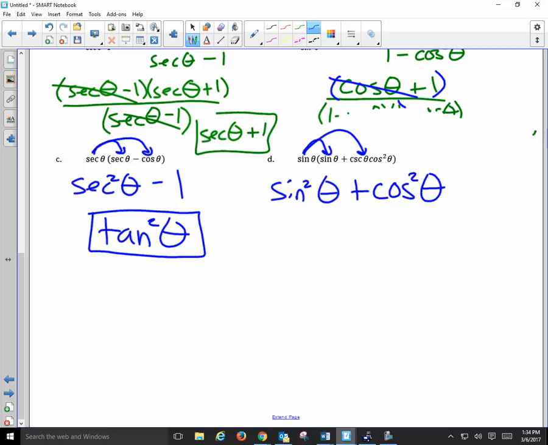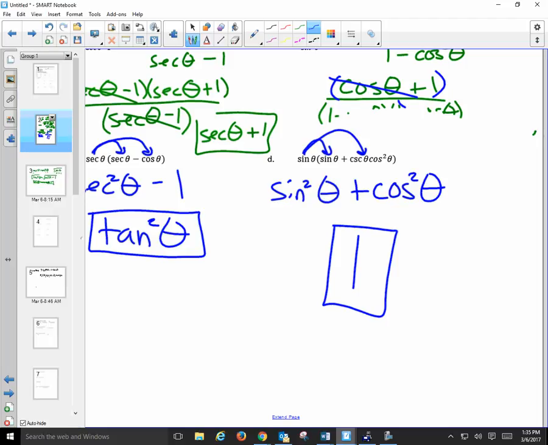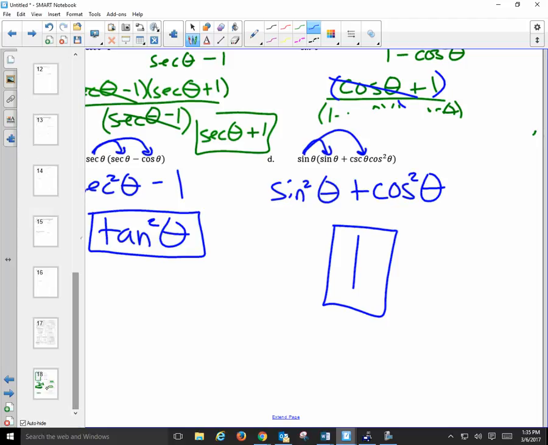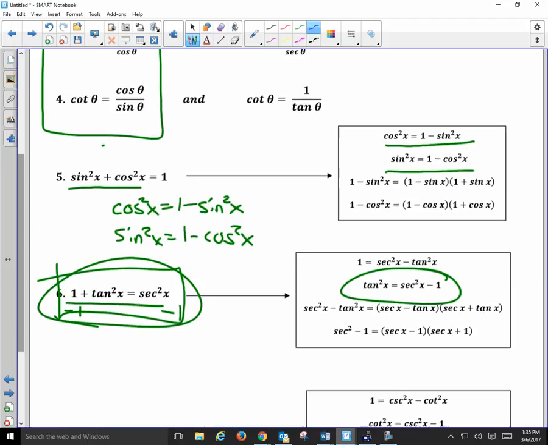Jake and Lolly said it. It's 1. You're wondering how I know it's 1, right? I will show you how we know it's 1. If it was a snake, it'd bite you. Sine squared plus cosine squared is 1. It is the most important trigonometric identity that you need to know. Is this the first time we've seen it? We used it all the time in chapter 5.